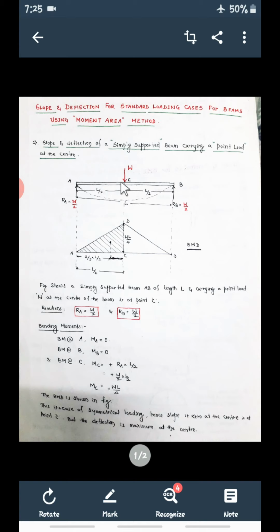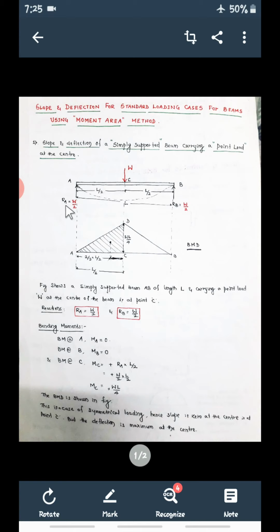Since the load is at the center, first try to find the reactions. Since it is a simple support, there is one reaction, RA, and this is also a simple support, meaning another reaction, RB. So first we'll find RA and RB. As you know, the load is exactly at the center, and the total load is W. Since it is symmetrical loading, half of the total load will be reaction RA and half of the total load will be reaction RB.